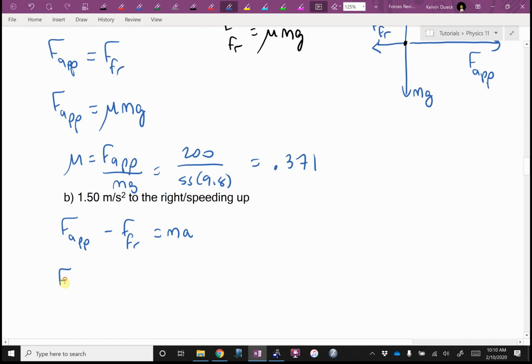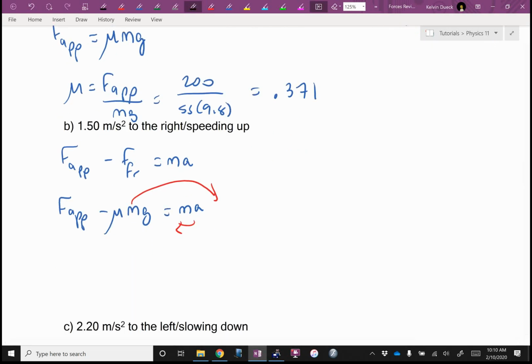In B, it's going to be F applied minus mu mg equals ma. What am I trying to get by itself? What's right in front of the mu that I don't like? You're going to find you're repeating the same mathematical steps. That's going to go there. That's going to go there. I'm going to get F applied minus ma equals mu mg. How would I get the mu by itself, folks?